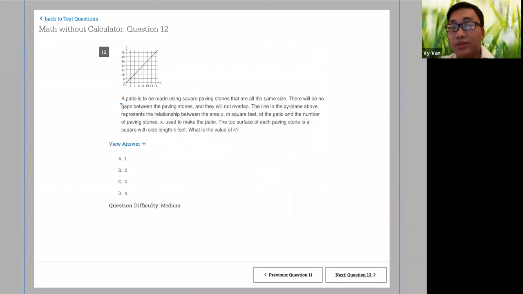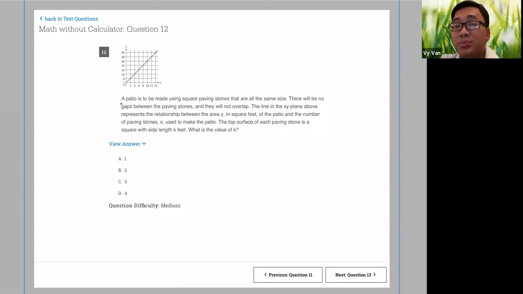Okay, let's move on to number 12. So in this question, they give you a graph. Here, the x values go up by 2, and then the y values go up by 8. So let's see what it says.